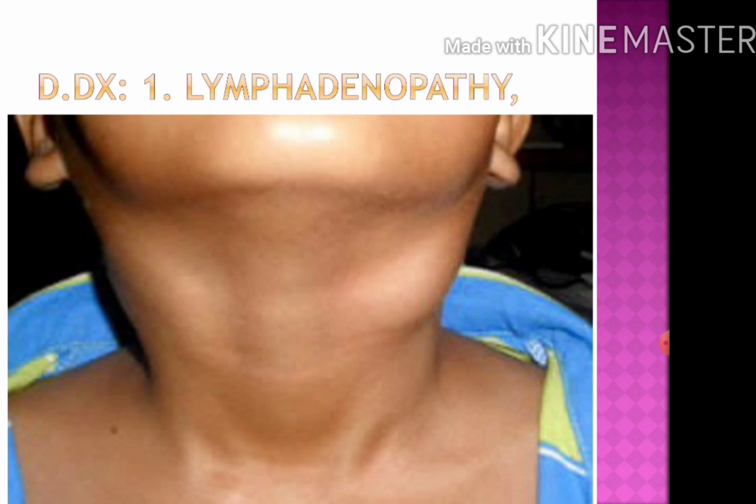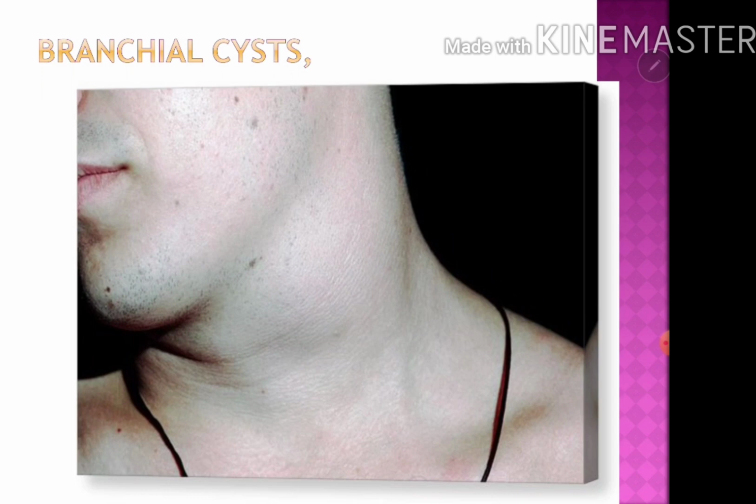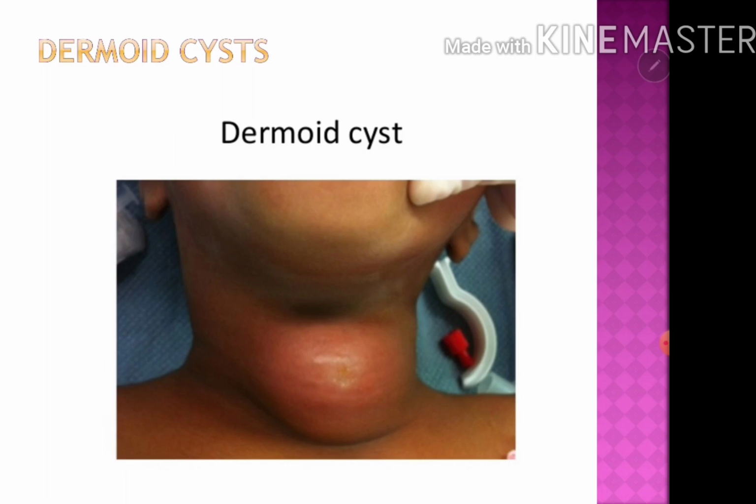The differential diagnosis of a thyroid nodule: if it is seen by naked eye or during examination, it should be differentiated from lymphadenopathy. As we can see in this picture, this is the site of the thyroid gland. Okay, this is normal, and this is the enlargement of the cervical lymphadenopathy. We should differentiate it from the thyroid nodule. Here, the thyroid gland is normal, and we should differentiate from branchial cyst. Branchial cyst is usually present on the lateral side of the neck, and we should differentiate from dermoid cyst.